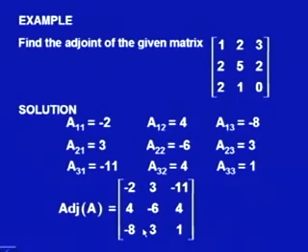So, what is adjoint A? A11, A21, A31 are the elements which are in the first column, but when we are talking about adjoint A, they will become the first row, because it is a transpose of the matrix of cofactors. So, what we have is minus 2, 3, minus 11 as the first row, 4, minus 6, 4 as the second row, minus 8, 3, 1 as the third row. So, adjoint of A is equal to this 3 by 3 matrix.